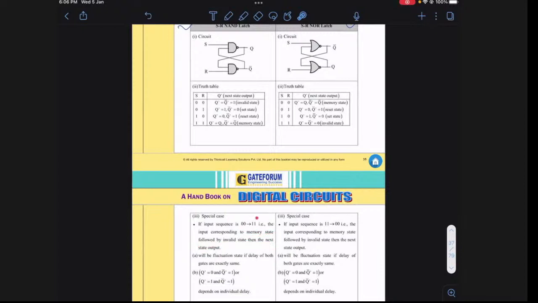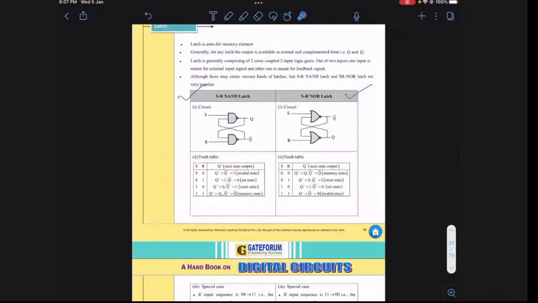So here, 0, 0 is the invalid state and 1, 1 is the memory state. But here it is opposite. That is, 1, 1 is invalid and 0, 0 is the memory state. So in case of NAND, 0, 0 followed by 1, 1 matters. In case of NOR, 1, 1 followed by 0, 0 matters. In these cases, you'll get the unpredictable output. That is why we call it a sequential circuit. In what sequence you give the input does matter.